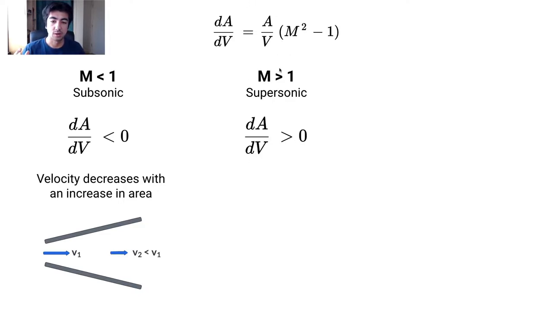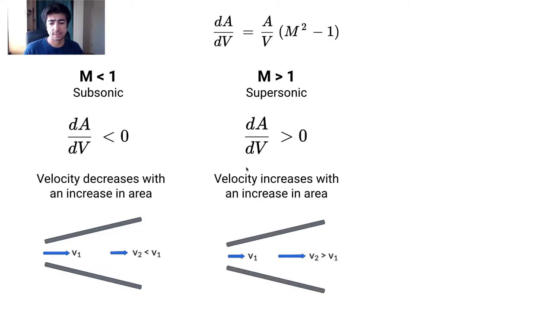So again, Mach number is greater than one, it's supersonic, and if you plug that into the equation, you'll see that you get the opposite of our previous case, where dA/dV is greater than zero. So you have a positive correlation between the increase in area and the increase in velocity. And so put into words, what that means is the velocity increases with an increase in area. So this is the opposite of what happens at subsonic regimes.